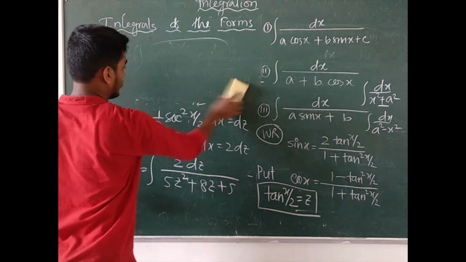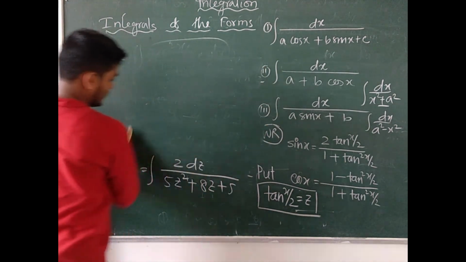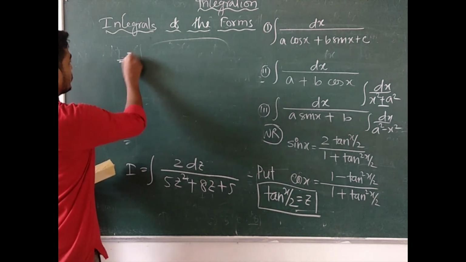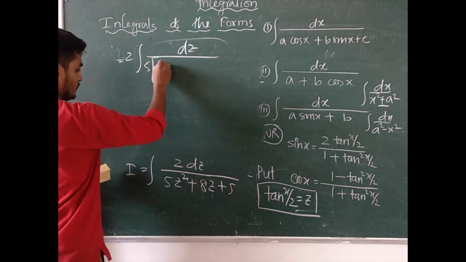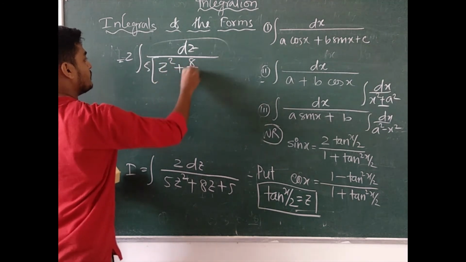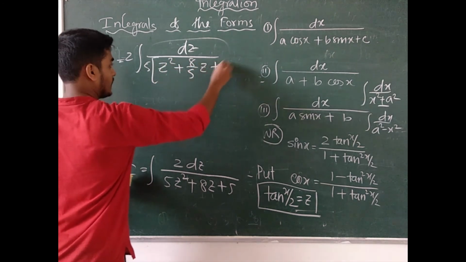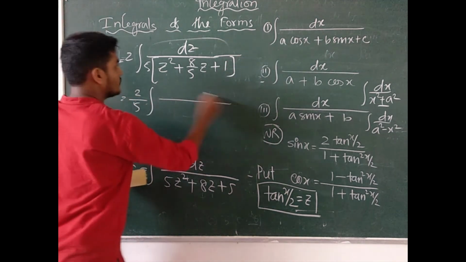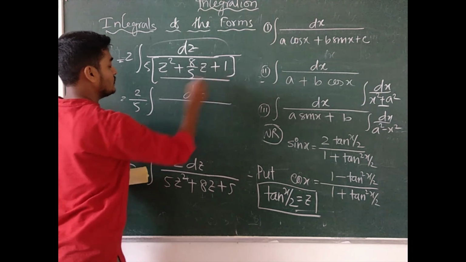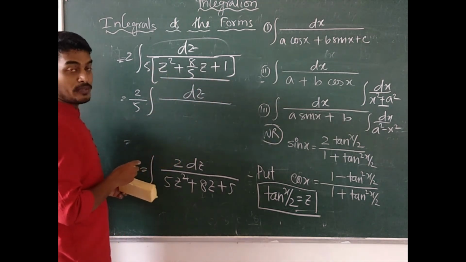Let me try to apply those conditions. How do we do it? First I took 2 outside, dz. I took 5 common. So z square plus 8 by 5 into z plus 1. Okay, so 2 by 5, dz. Now we'll try to convert the expression into completing square form.